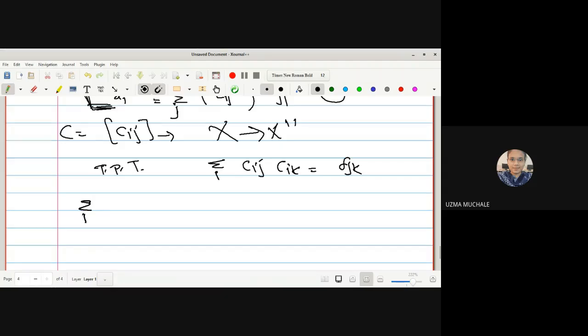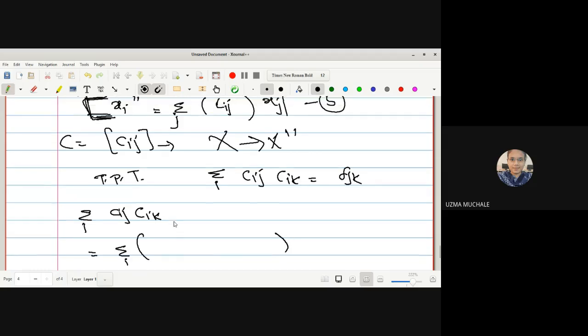To prove this, let us consider this part, summation over i Cij Cik. You can prove it in two ways: you can consider the LHS and prove the RHS, or you can consider delta jk and prove this. I feel this one is easier. So let me write down summation over i, as it is, Cij. The value of this Cij I can write from this.